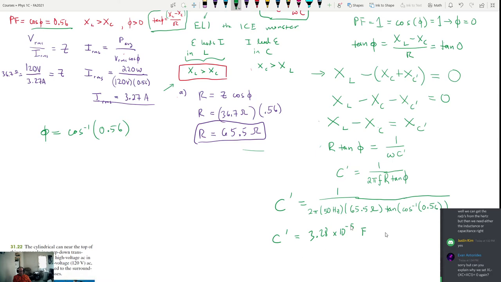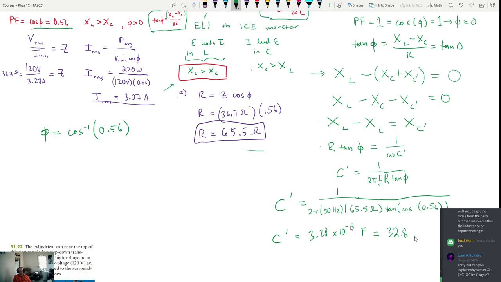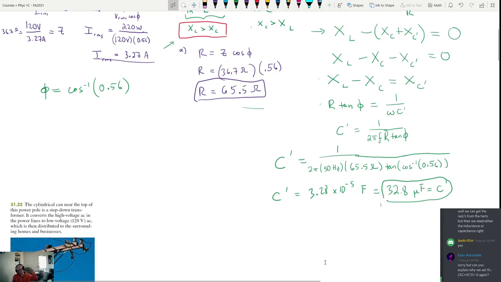Okay, this would then be, if we wanted to write it in a kind of neater way, we could write it as 32.8 microfarads. And that's C prime. Okay, I'll scroll down a little bit because it looks like that's getting cut off. Okay. So that's our answer.